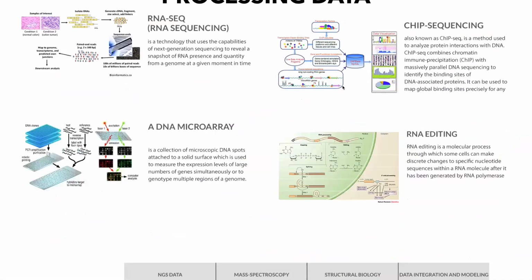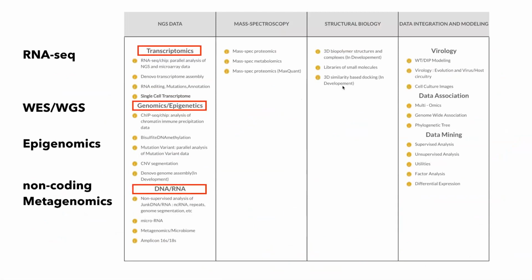And now let's take a look at how that actually translates into the data analysis side of things. So on the platform that we looked at a little bit last time, we have a whole dedicated section to next generation sequencing data that covers things like RNA-seq, which would be the first one right here. You have RNA-seq of single cell, RNA editing, and then under genomics and epigenetics, we have whole exome sequencing or whole genome sequencing, where you can detect mutation variants.